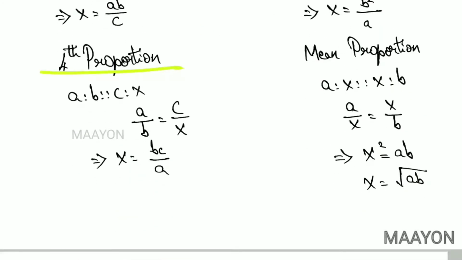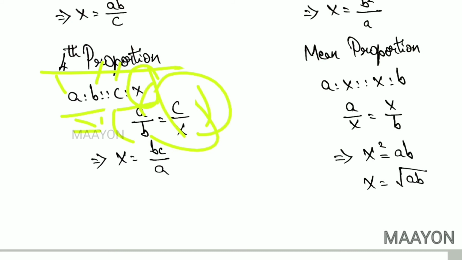Fourth proportion. Here the ratio A is to B is proportionate to C is to X. So here the terms are first term A, second term B, third term C and the fourth term is X. We have to find this X, which should be the fourth proportional. So A by B equals to C by X is the form in which this can be written down. So cross multiplying, taking the X to the right side and B to the left side and A also to the denominator, we get X equal to BC by A.